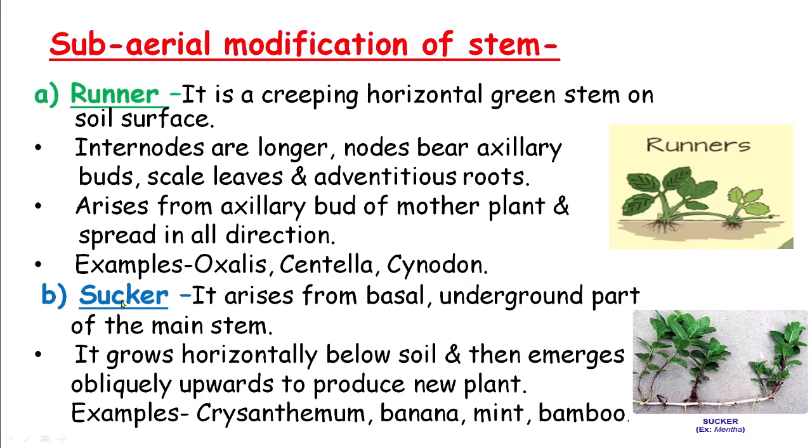Next is the sucker. It arises from the basal underground part of the main stem. In the runner, it was the aerial part just above the soil surface, but here the sucker is below the soil surface. It grows horizontally below the soil surface and then emerges obliquely towards the air and it produces a new plant. Examples are chrysanthemum, banana, mint and bamboo.